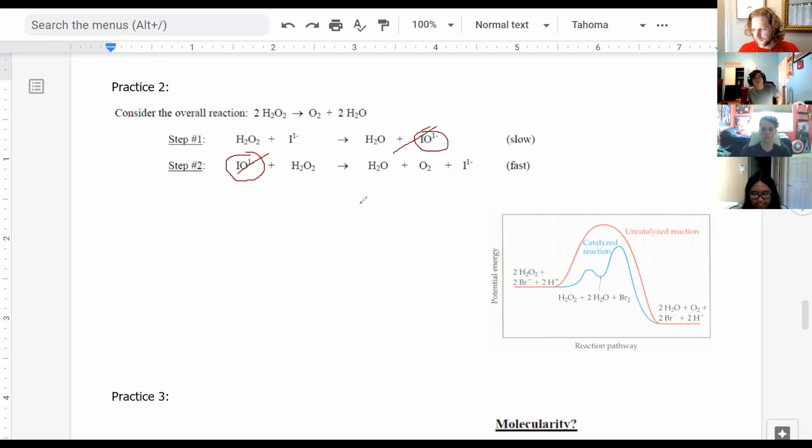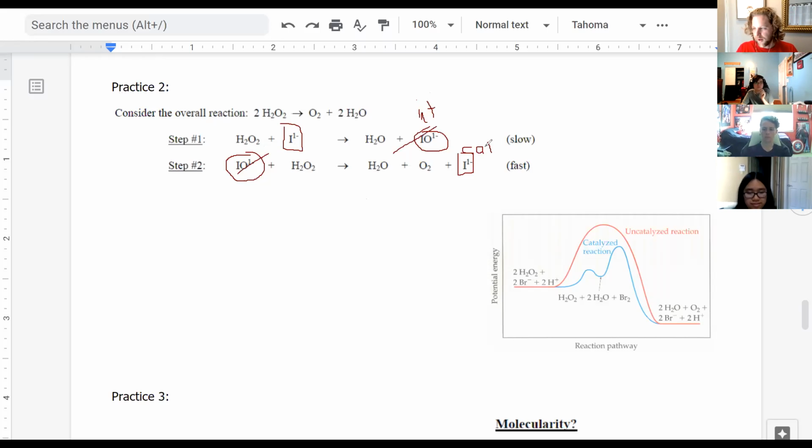That is an intermediate. Is there a catalyst in the reaction? I minus. I minus is a catalyst. It is supplied in the first reaction and released in one of the later steps. So this is a catalyst.